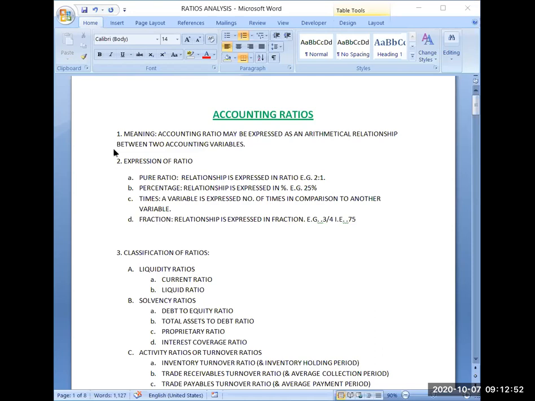Now two more techniques are there. One is ratio analysis and one is cash flow statement. So ratio analysis we are going to start now. The first thing is the meaning of ratio analysis. What is the meaning of ratio analysis?